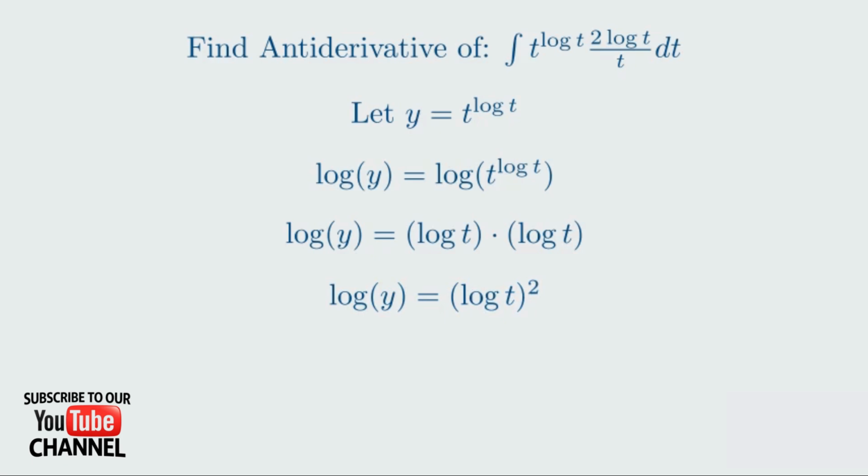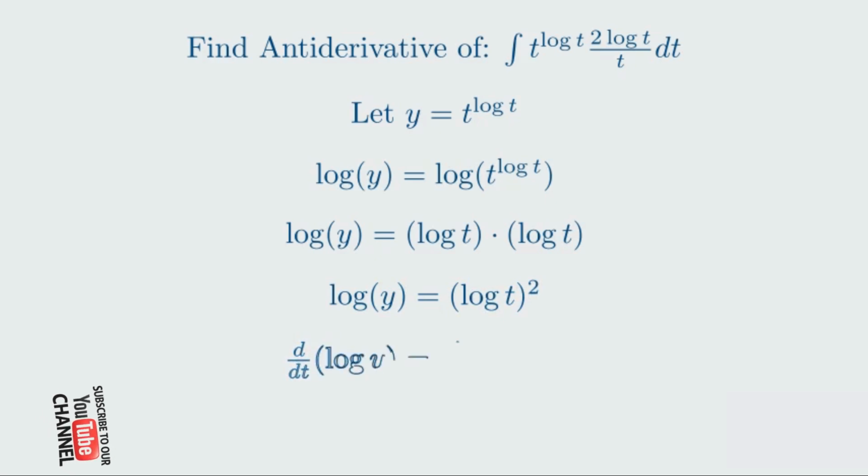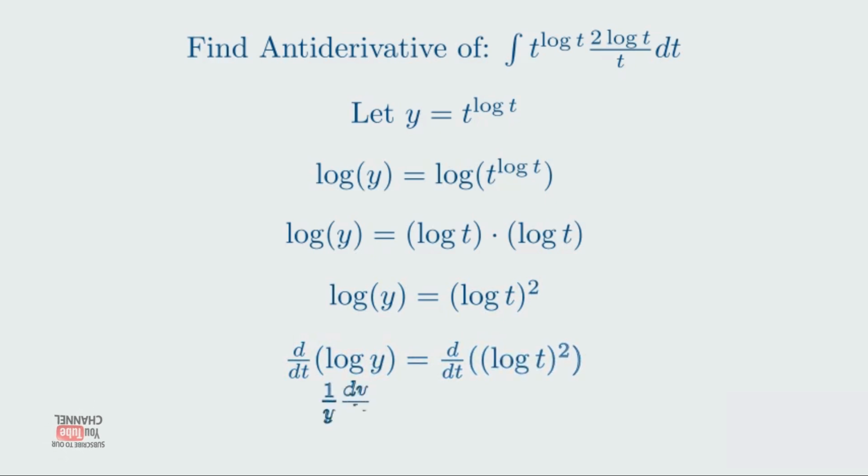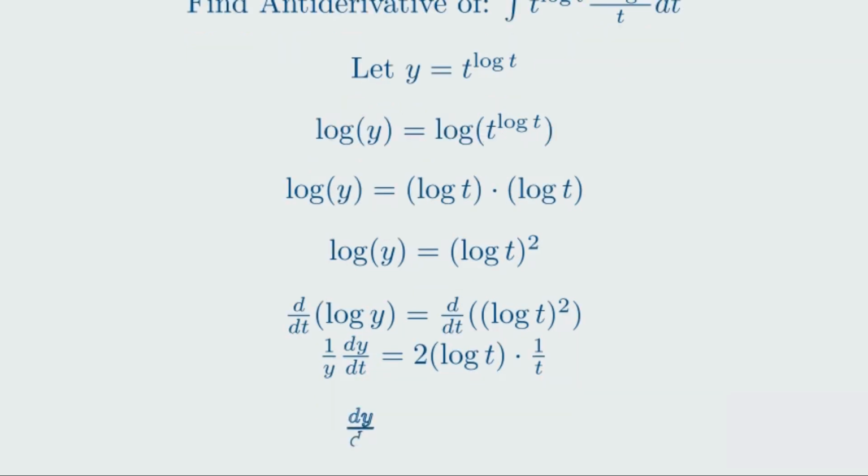Now, let's take the derivative of both sides with respect to t. On the left, the derivative of log y is 1 over y times dy/dt. On the right, we apply the chain rule. The derivative of something squared is 2 times that something times the derivative of the inside. The derivative of log t is 1 over t. This result is critical. Rearrange this equation by multiplying both sides by y. We find that dy/dt equals y times 2 log t over t.